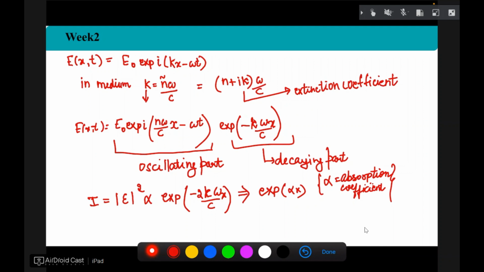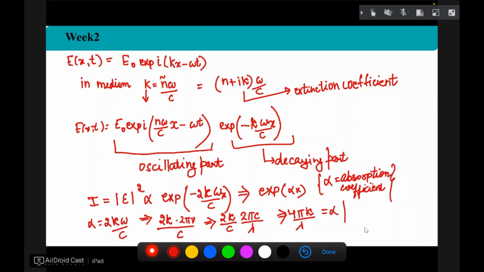So then we know if someone asks us to find out the absorption coefficient, we have the relation alpha is equal to 2 kappa omega by c. We know that omega is equal to 2 pi nu, so 2 kappa 2 pi nu by c. And nu is equal to c by lambda, so 2 kappa by c times 2 pi c by lambda. C cancels out and it will give us 4 pi kappa by lambda. So this is the value of alpha.